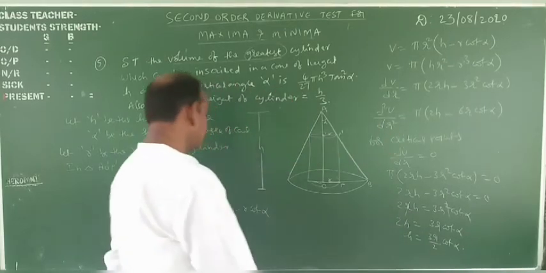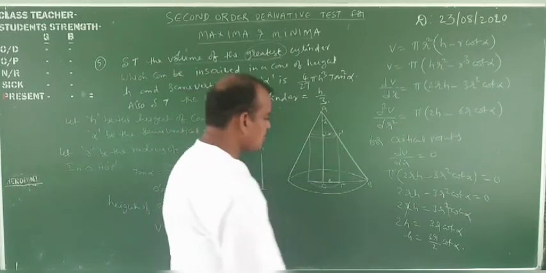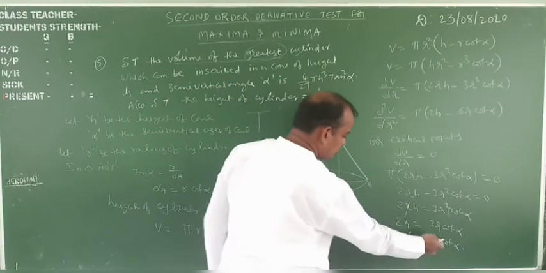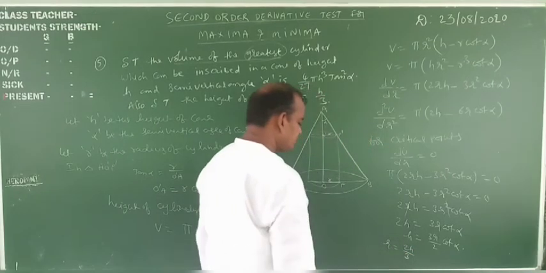Now you want only the radius r, so you substitute. Here r is equal to 2h by 3 into tan alpha.